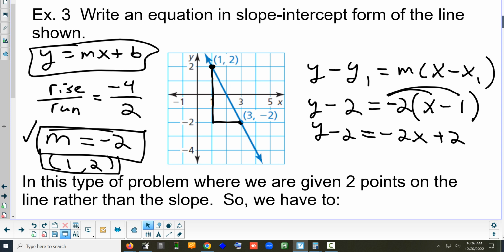Now that we've distributed, this equation right here isn't in any form. It's halfway between point slope and slope intercept. It's like it's in the middle. The last thing I have to do is get rid of this minus 2. How do we get rid of the minus 2 and get y by itself?